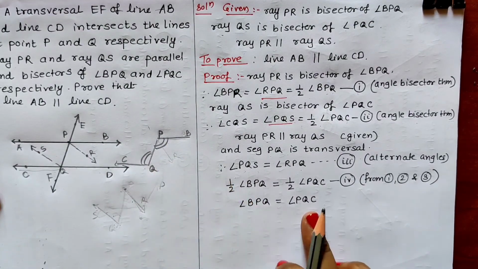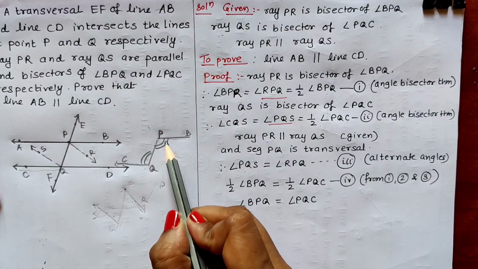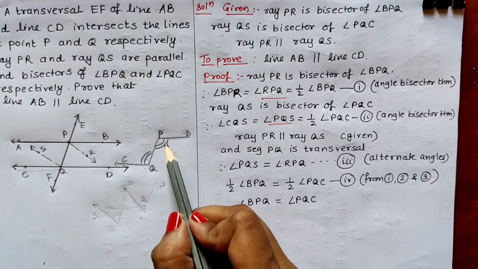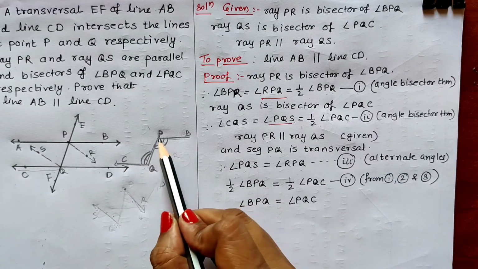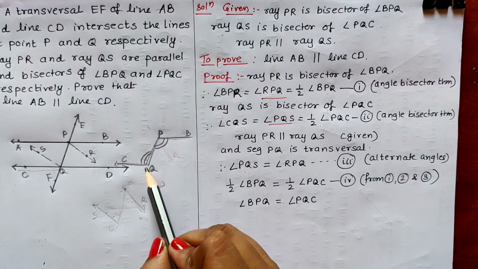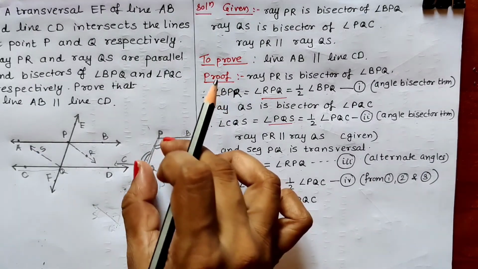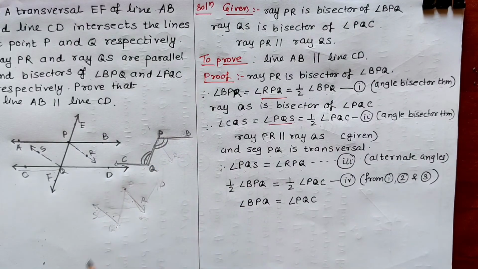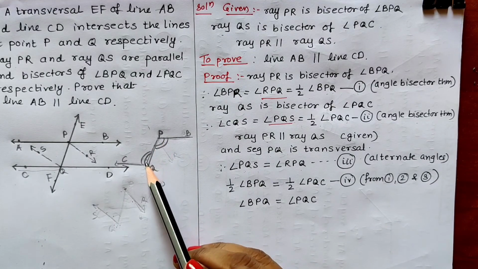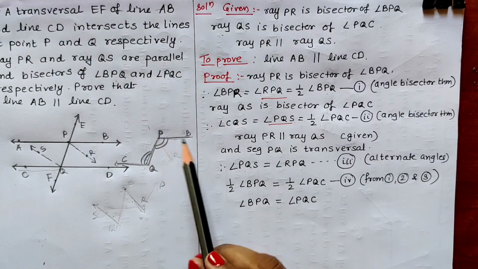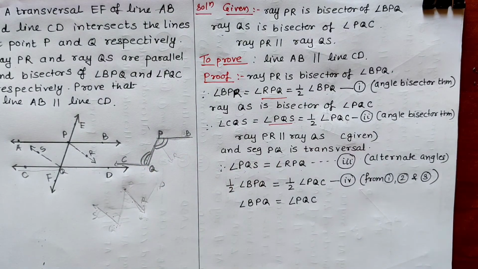We have proved here. When these two angles are congruent, you can see that these two angles are alternate angles because they are on the opposite side of a transversal, and they are formed due to these two rays BP and QC. These two rays BP and QC are formed due to these two rays and their transversal PQ. So when two alternate angles formed due to two rays and their transversal are congruent with each other, what does it mean? It means that these two rays BP and CQ are parallel to each other.